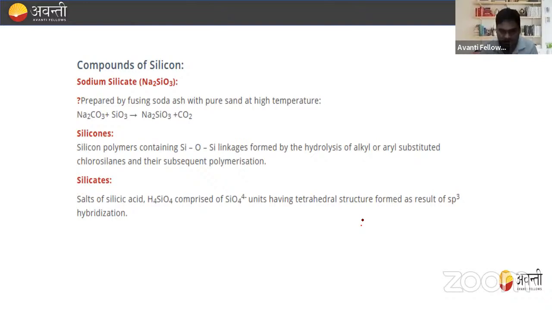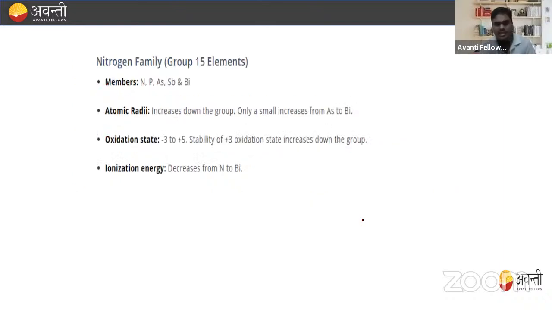So what is a silicate? Salts of silicic acid, H4SiO4, comprising SiO4 4- units having a tetrahedral structure, formed as a result of sp3 hybridization. So they are known as silicates. So in silicates, we have sp3 hybridization. So this is all about the group 14 elements.